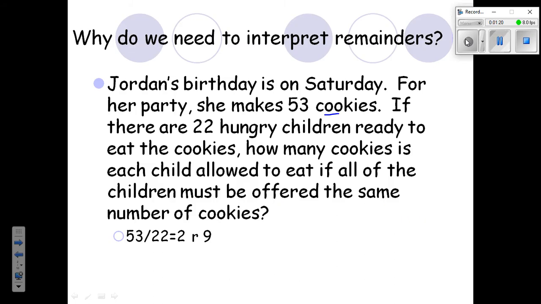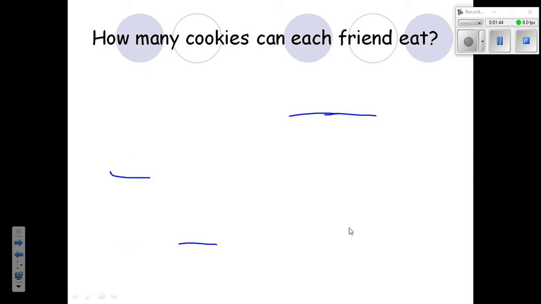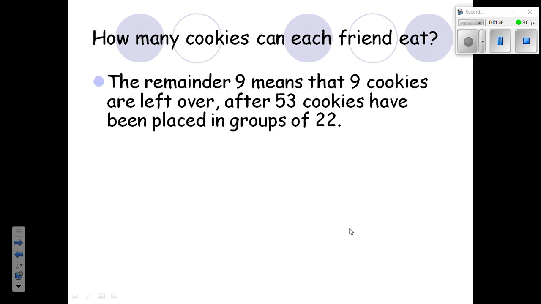We're starting with a total of 53 cookies. We have each in the question, and if we divided 53 by 22, we would get 2 remainder 9. Can each child have 2 remainder 9 cookies? Is that a reasonable answer? No, it is not. So what we have to do is look at that remainder. And that remainder of 9 means that 9 cookies are left over after 53 cookies have been placed in groups of 22.